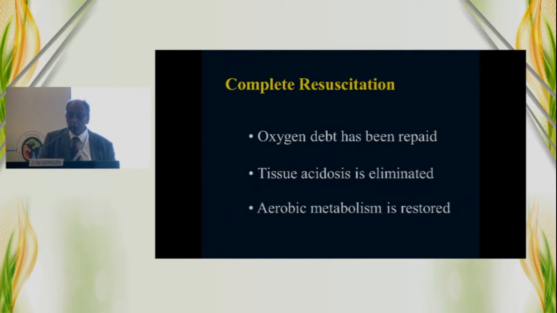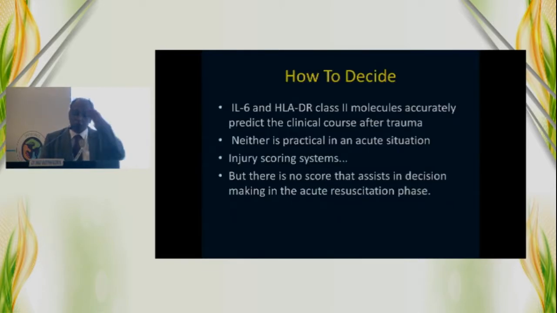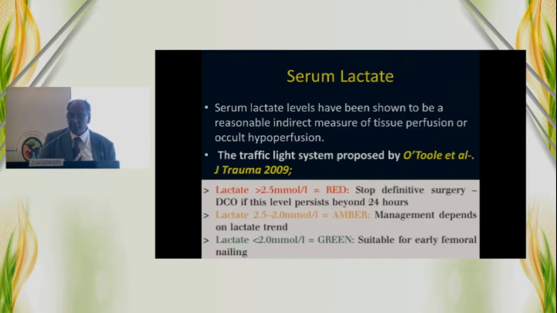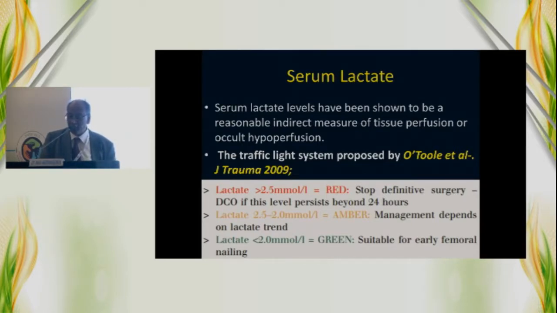And how do you know that if the clinical signs do not show it? Well, interleukin-6 and HLA-DR class 2 molecules are able to accurately predict the clinical course after trauma. But these are not easily available and not practical in the acute situation. Nor are the injury scoring systems going to help you in decision making in the acute resuscitation phase. Luckily, we have serum lactate, which is a surrogate marker and which has been shown to be a reasonable indirect measure of tissue perfusion or occult hypoperfusion.